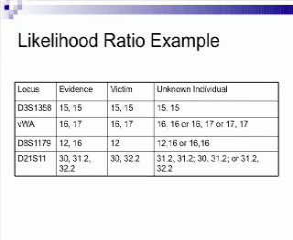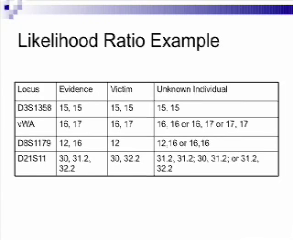At D3S1358, the evidence profile is 15. The victim also is a 15. Therefore, assuming all alleles from both contributors are present, then the second contributor is a 15. For VWA, the evidence profile is a 16, 17. The victim is also a 16, 17.